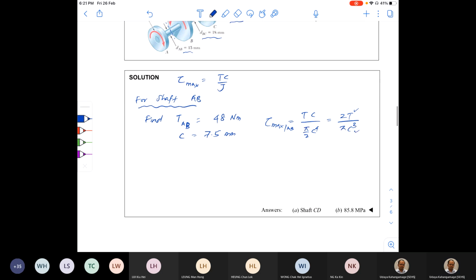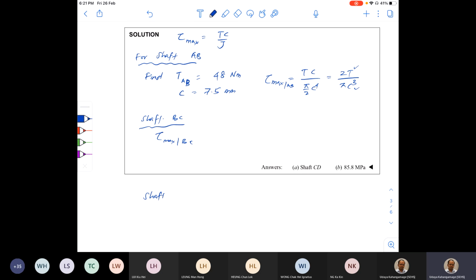And similarly, find out for shaft BC. What is the tau max for BC? Okay, and next, find out the tau max for CD. Tau max for CD, same approach. Okay, and then you can see which one has the highest shear stress. Answer is CD, and the value is 85.8. So I leave that part for you.